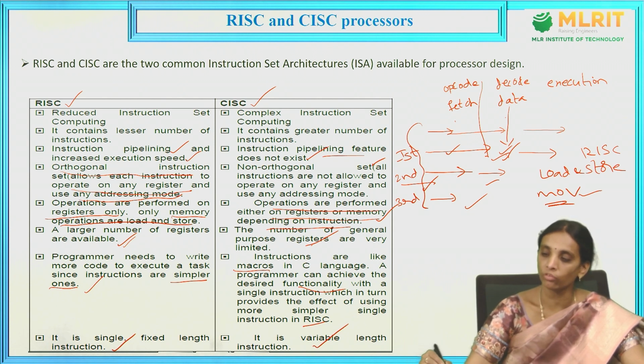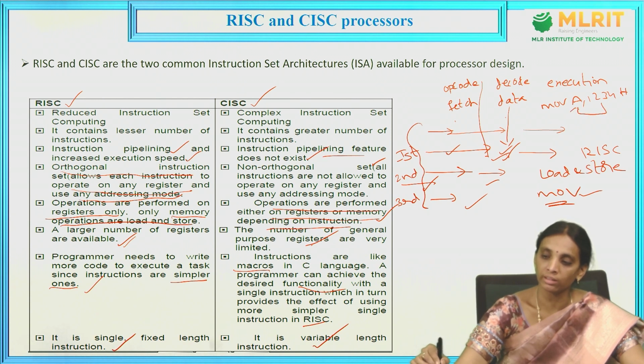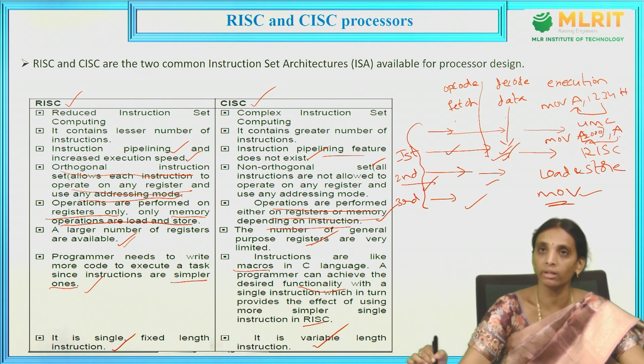Here in the CISC processor, the same instructions are used for memory data transfer and register data transfer. Let us take an example: MOV A, 1234 data. It transfers the data into the register, and let it take 4 machine cycles. And the next operation is MOV 2000 memory location, A. That means whatever data is present in A will be moved to the memory location 2000.